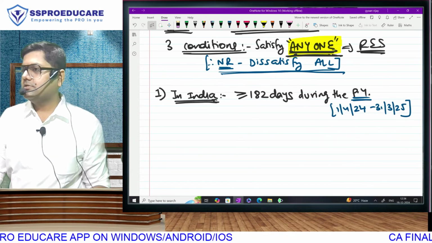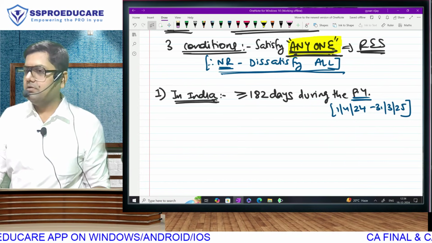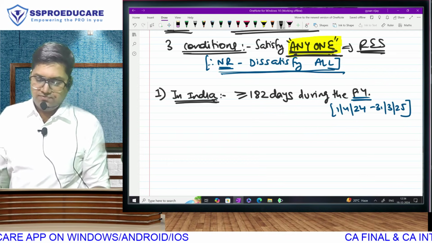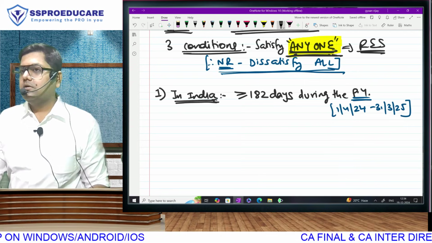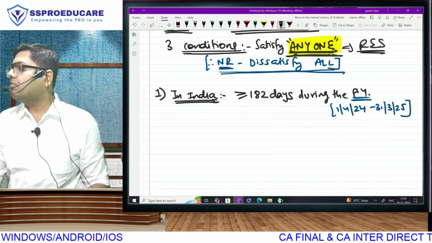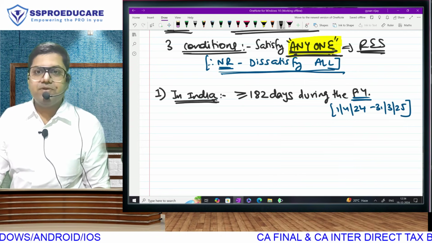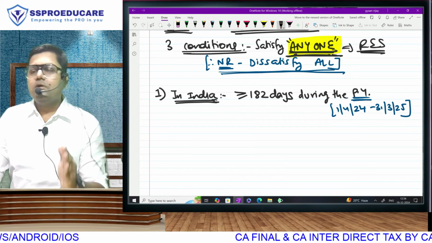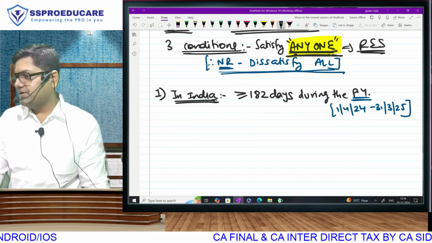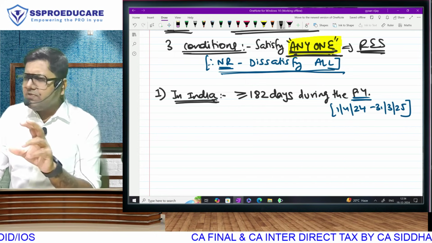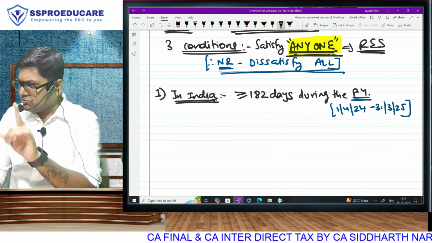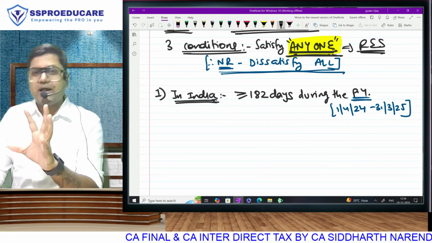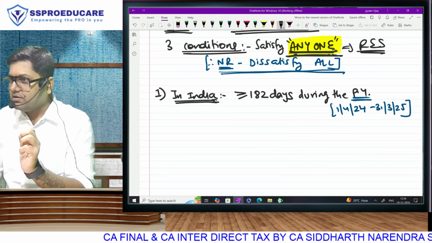Did you understand this? Everyone? Fantastic. So you are going to check stay in India for a period of 182 or more during the applicable previous year 24-25. That has to be 182 or more. Roughly 6 months. You don't have to see months, you have to see days only. But for idea purposes, roughly half of the year.